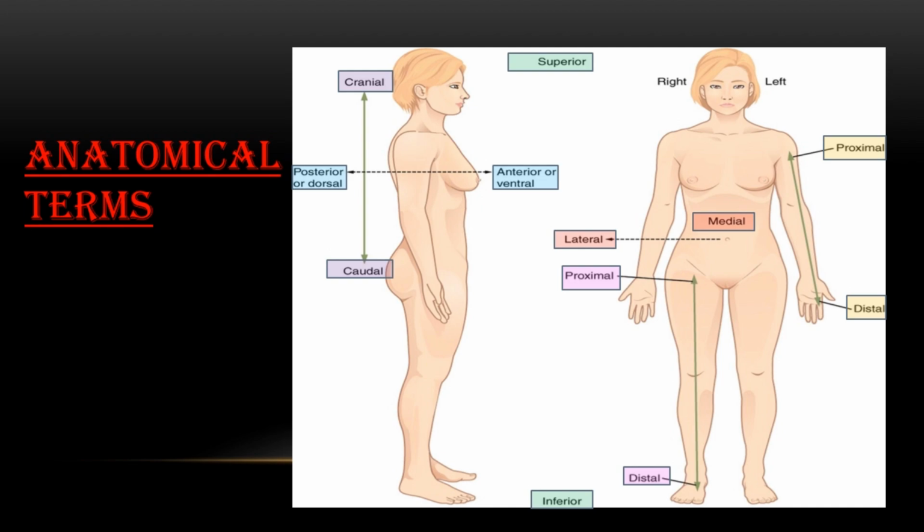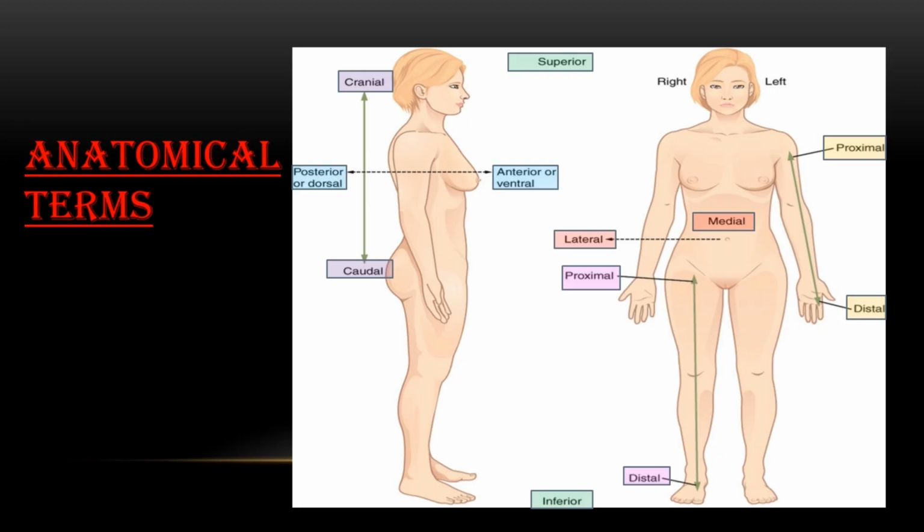The dorsal term refers to the structures which are posteriorly present, and ventral refers to the anterior structures. And the cranial is a term used for the structures which are towards the cranium or the top or towards the head, while caudal is towards the bottom or the tailbone.